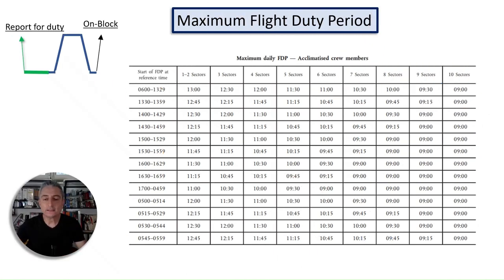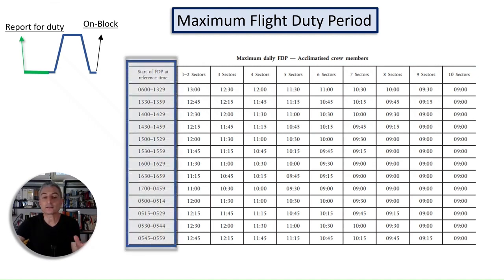So in a day, therefore, we have a maximum flight duty period that we cannot exceed. How can we read this table, that is chapter 7 of the OMA? First of all, I remind you, this is the flight duty period from report for duty to the on block of the last sector. It's very simple, this table.